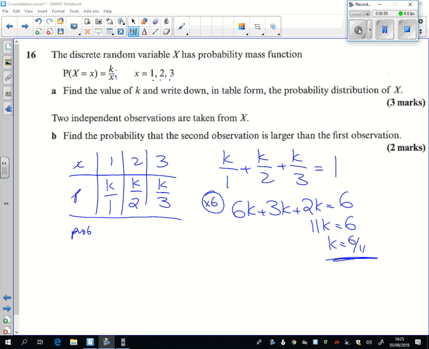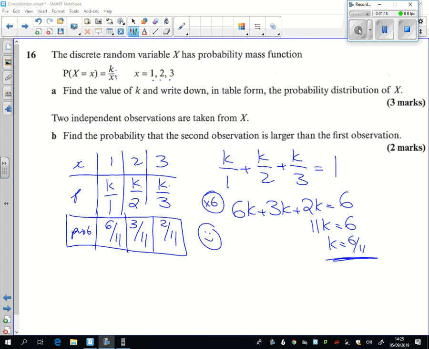So actually, let's write down what these probabilities are now. The probabilities are, that one was 6/11ths. This one's k divided by 2, so 6 divided by 2 is 3, so 3/11ths. And this one's k divided by 3, so 6/11ths divided by 3 is 2/11ths. We can do a little check to make sure that adds up to 1, and of course it does.